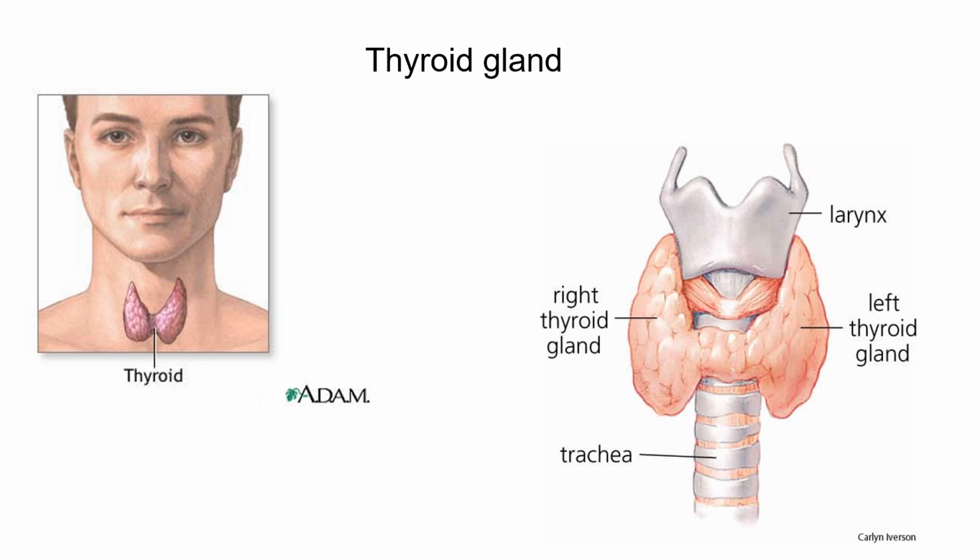The hormones secreted by the thyroid gland include thyroid hormones and calcitonin. I will focus on thyroid hormones, T3 and T4. Calcitonin plays a role in blood calcium homeostasis, and that topic is not covered in this lecture.